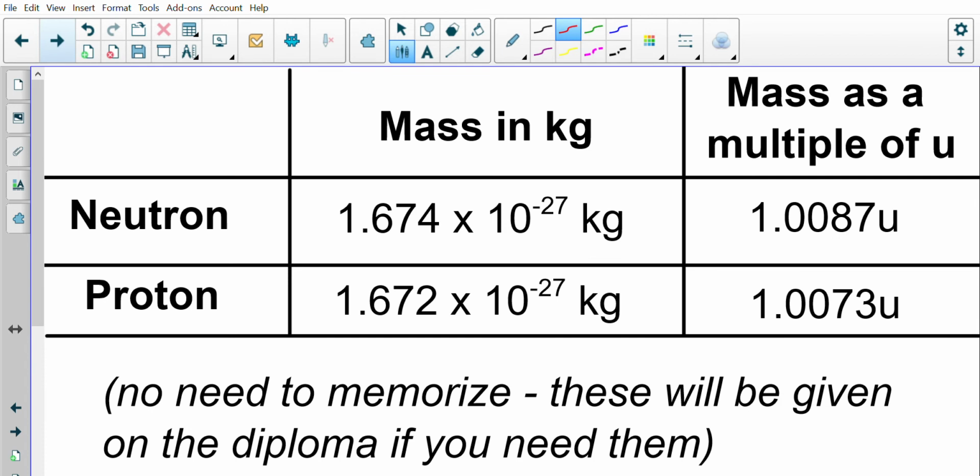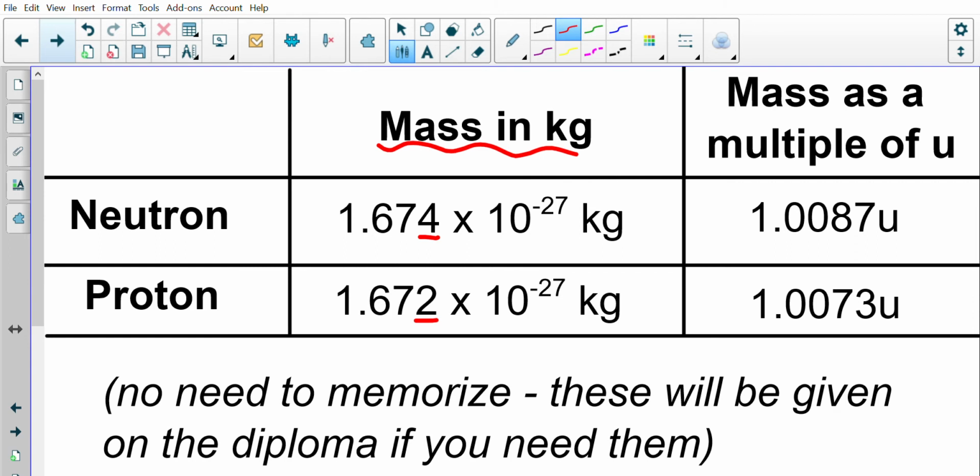So here are the masses of a neutron and a proton. Again, like I said, if you go to Google and look up the mass in kilograms, and we add one more digit to our mass, we find that the mass of a neutron is 1.674 times 10 to the negative 27 kilograms. And the mass of a proton is 1.672 times 10 to the negative 27 kilograms.